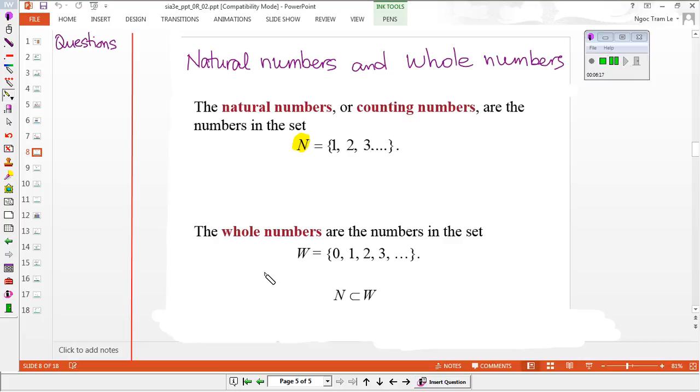Whole numbers are numbers that belong to the set of natural numbers, except they have one more number, which is 0. So that's why we can say that natural numbers is a subset of whole numbers, because every single number inside the set of natural numbers belongs to the set of whole numbers. And also the set of whole numbers in this case has one number more than the set of natural numbers, which is 0. So we use this notation, and it's a subset of W. Natural numbers is a subset of whole numbers. So please write it down.